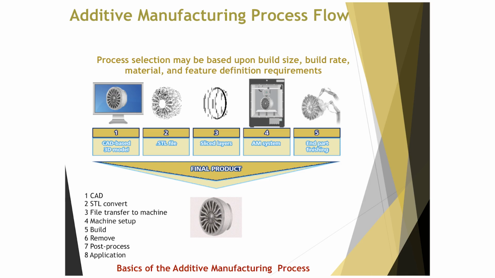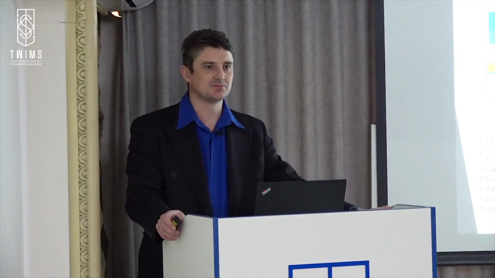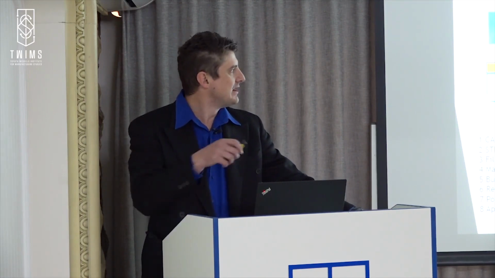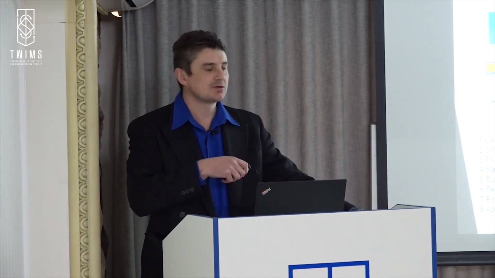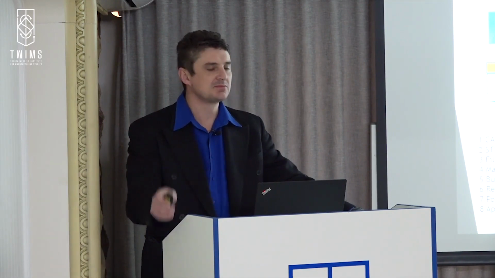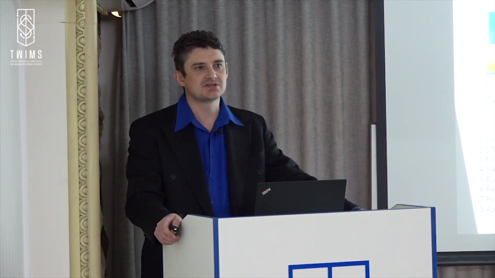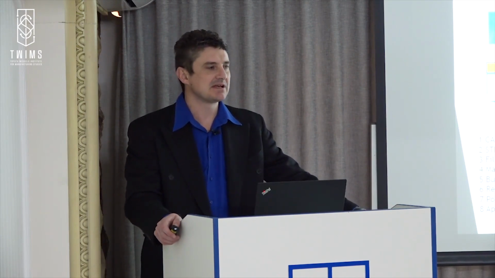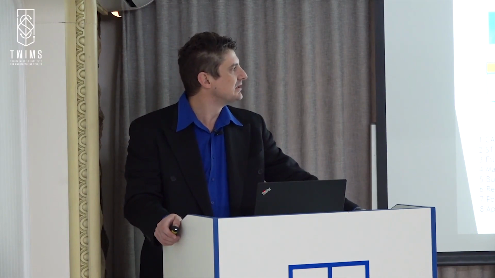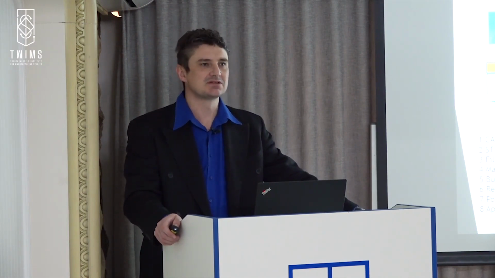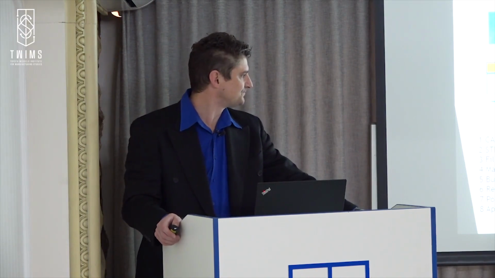You take it to an AM system, and at this stage there are quite a few different technologies available that can use different materials. So you print your part. After that you have to do some post-processing. That includes things like the surface finish. A lot of these additive manufacturing processes, your surface roughness isn't that great, but that can also include things like heat treatments that you have to do as well.